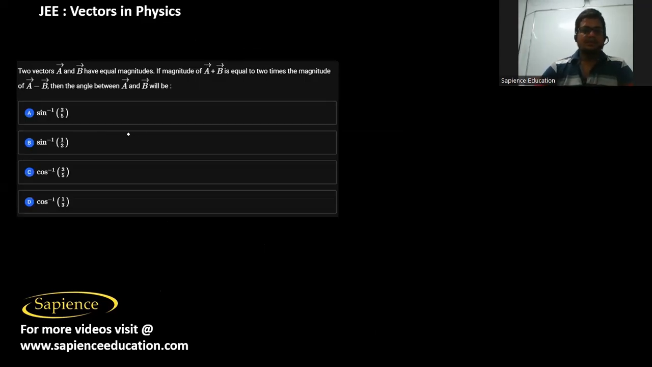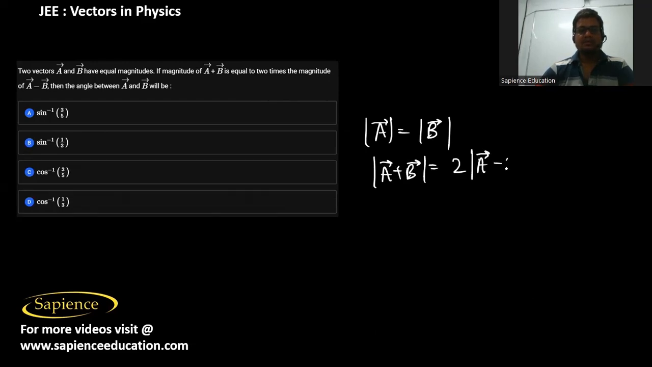Then here it is told two vectors a and b have equal magnitudes. So their magnitude is the same. Magnitude of a equals magnitude of b. If magnitude of a plus b is equal to 2 times the magnitude of a minus b, then the angle between vectors a and b will be. So this angle theta we have to find, where theta is the angle between vectors a and b.